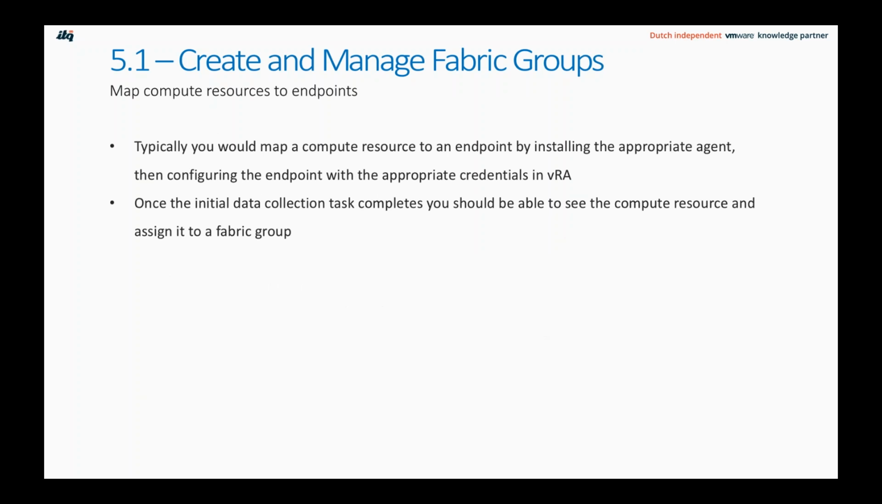So typically you would map a compute resource to an endpoint by installing the appropriate agent, then configuring that endpoint with appropriate credentials in vRA. Once the initial data collection task completes, you should be able to see the compute resource and assign it to a fabric group, and then the fabric administrator can create the rest.